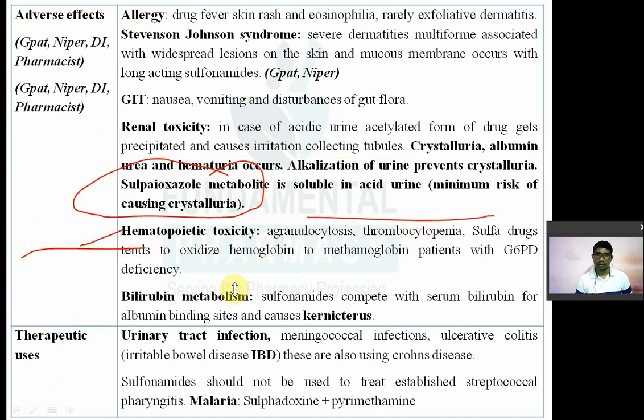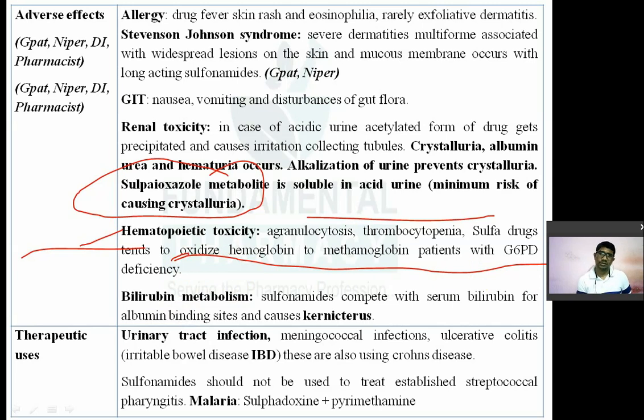They can break down your RBC. They can cause hemolysis or break down your RBC. They are strong oxidants. Those drugs which are strong oxidants, if given to patients with glucose 6-phosphate dehydrogenase deficiency, in whichever patient the glucose 6-phosphate dehydrogenase enzyme is deficient, if you give an oxidant drug, it causes oxidation, so it will cause hemolysis, it will break down the blood.